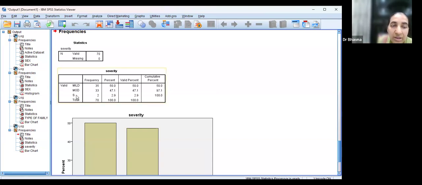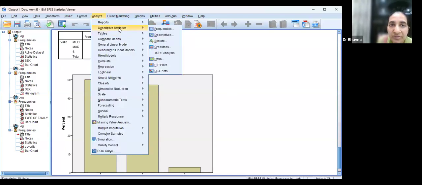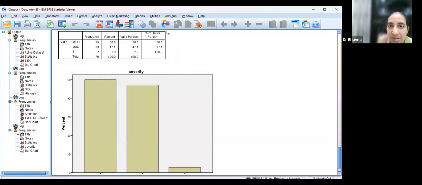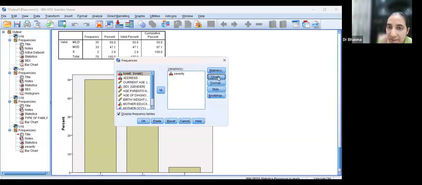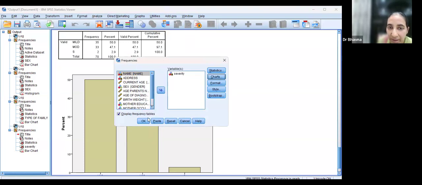Mild, moderate, severe is ordinal kind of data. Ordinal kind of data is what kind of data? It is categorical data, qualitative data. Qualitative data can be represented easily with the help of a bar diagram. Our concepts are very clear. So what do we do? We simply analyze, go to descriptive statistics, go to frequencies, and what do we do? Draw charts. Charts, we click on what? Bar charts and continue.